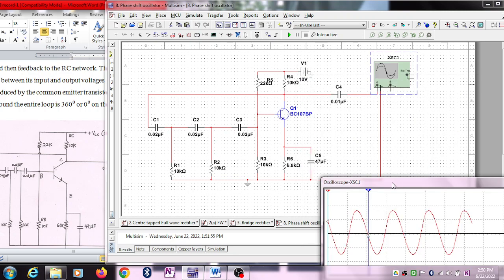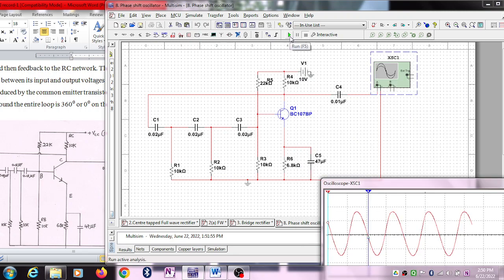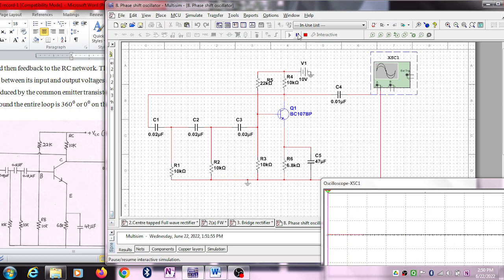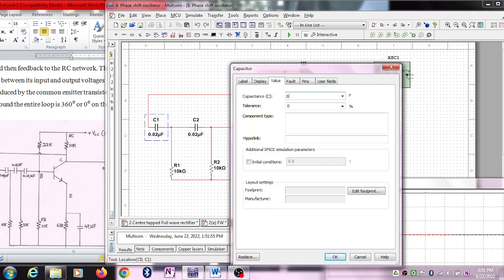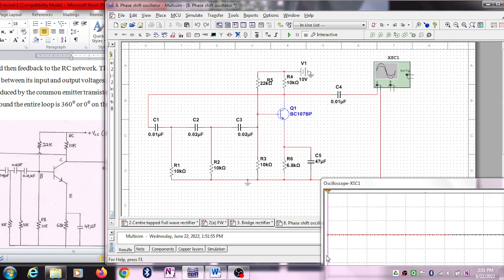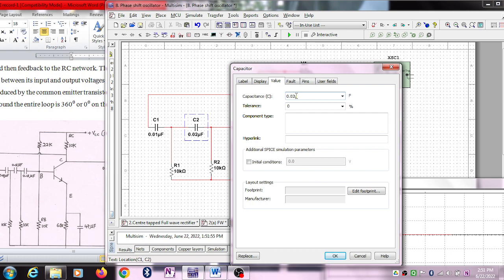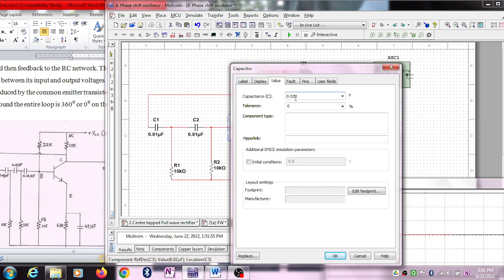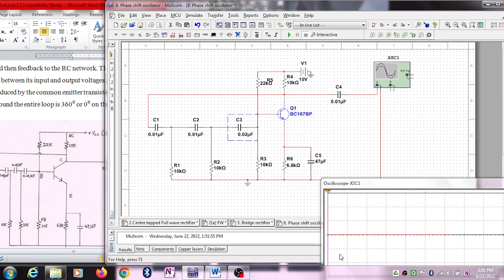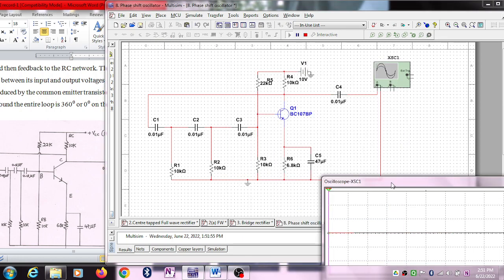We can repeat this experiment using different values of the capacitance. Suppose I change it to 0.01 microfarad. I should change it everywhere, then only it will give you the correct result. Here also. Now let us simulate this.